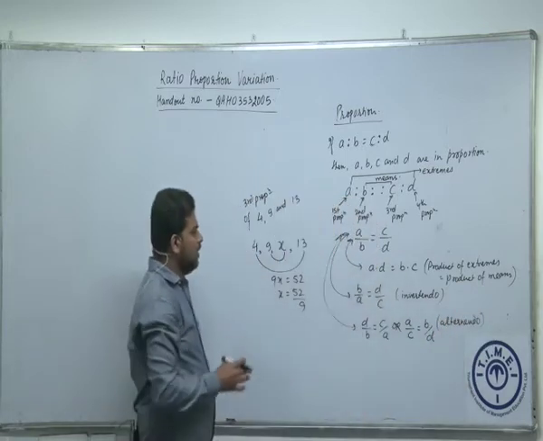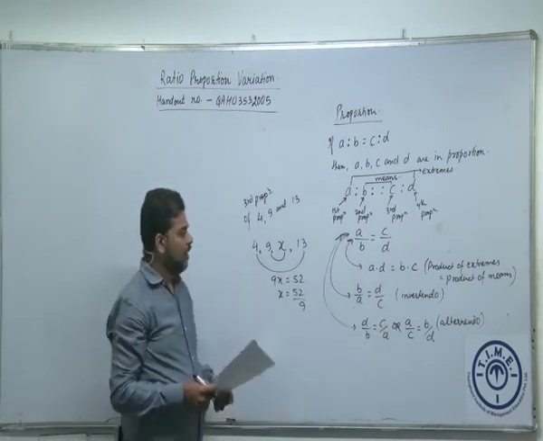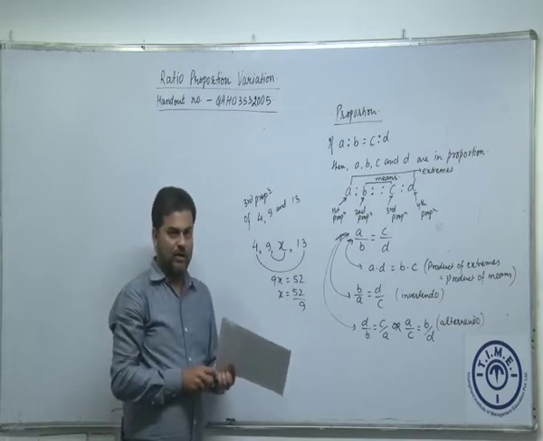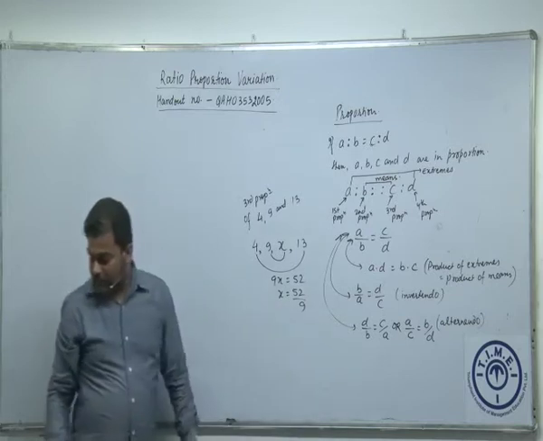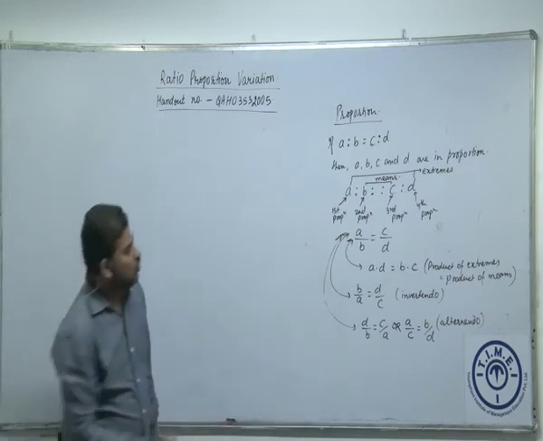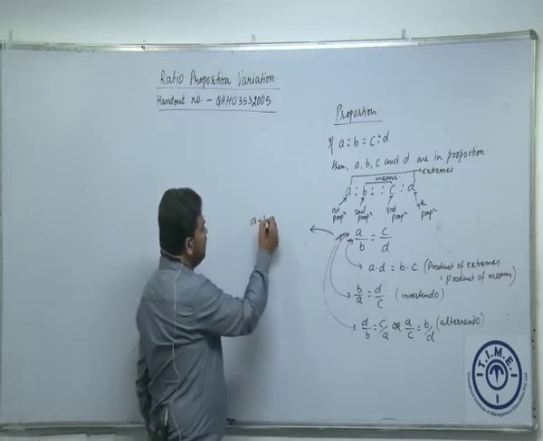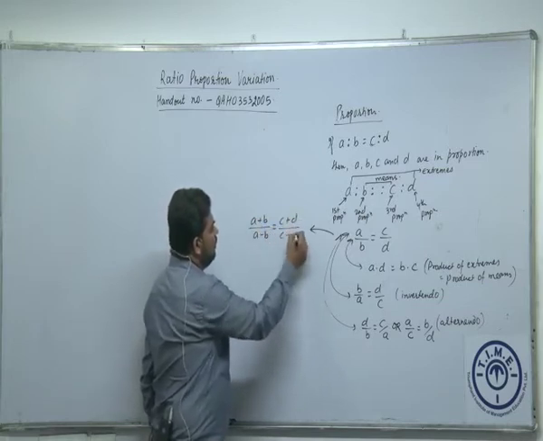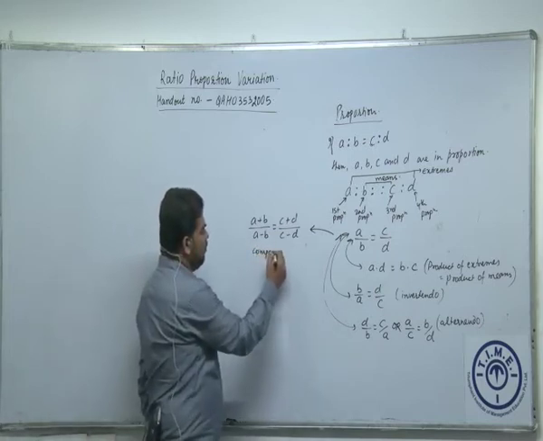It is quite possible that you might not have heard about the names invertendo and alternando, but I am sure back in school you would have heard of componendo and dividendo, right? Everybody remembers componendo and dividendo? So it comes from here. From A by B equal to C by D, we can write A plus B over A minus B is equal to C plus D over C minus D. This process is known as componendo dividendo.